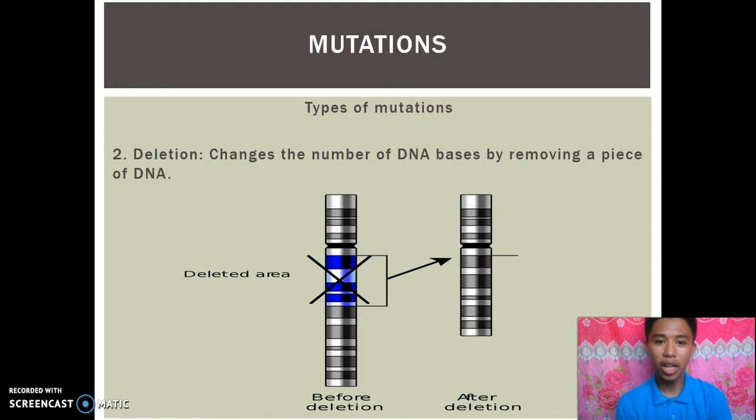Deletions change the number of DNA bases by removing a piece of DNA. So, this is the before deletion. It has a blue color. And then after the deletion, they removed some parts.